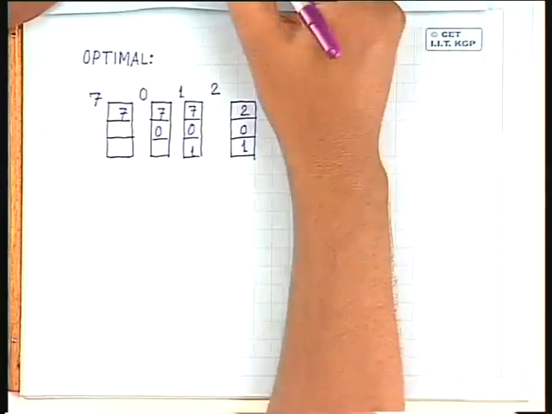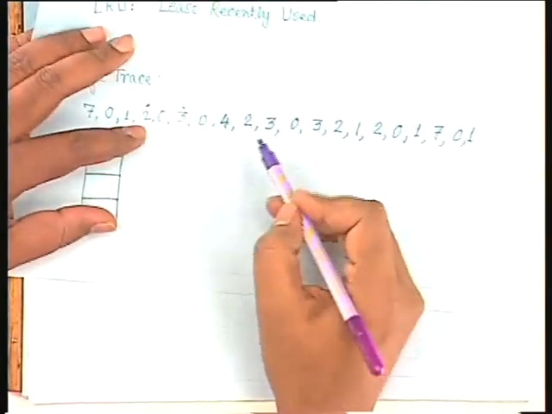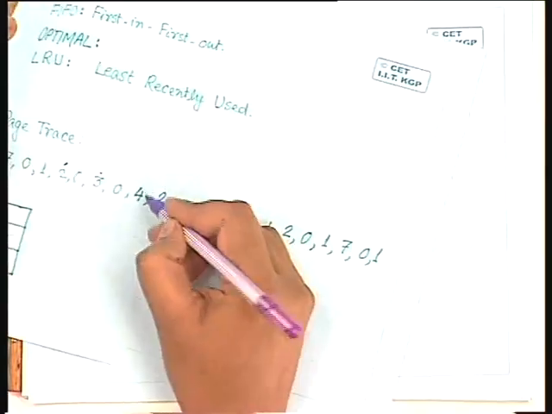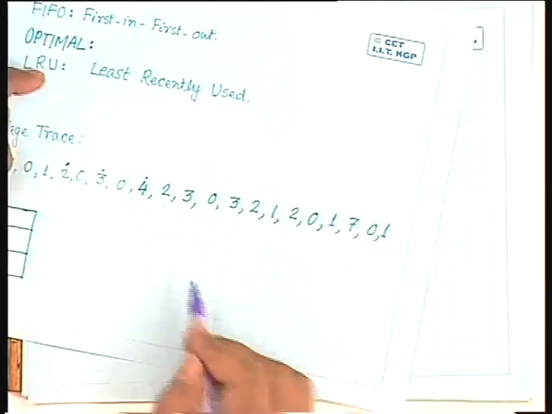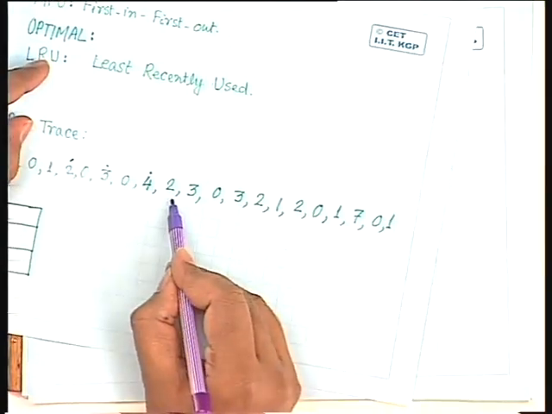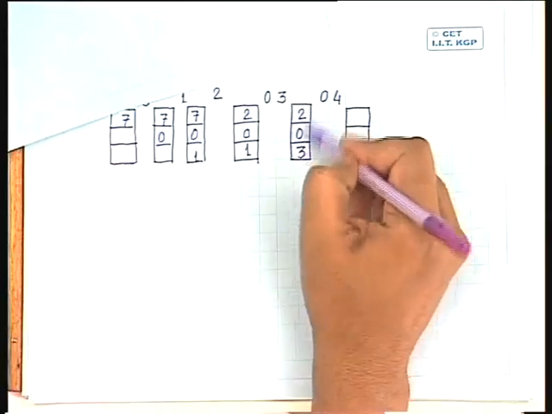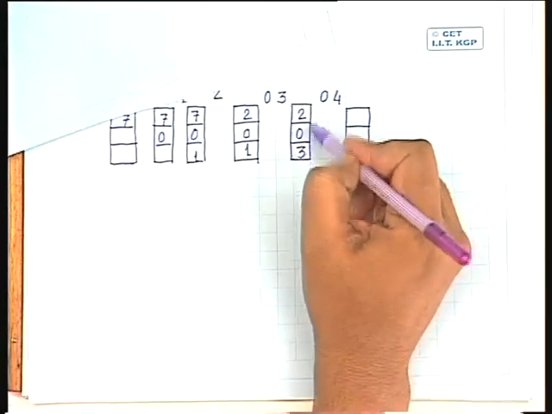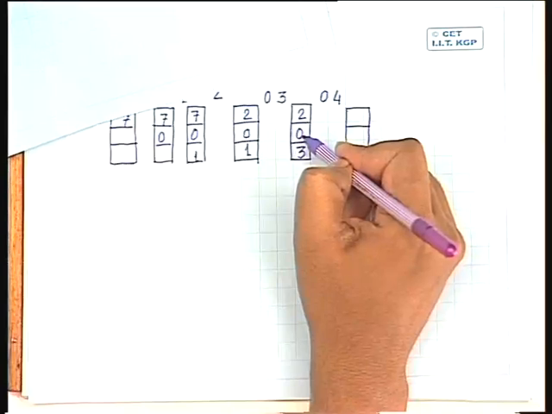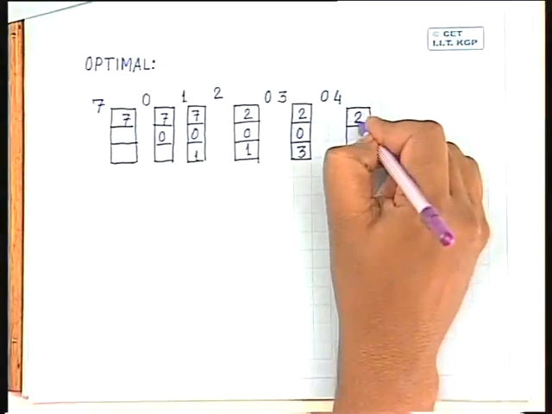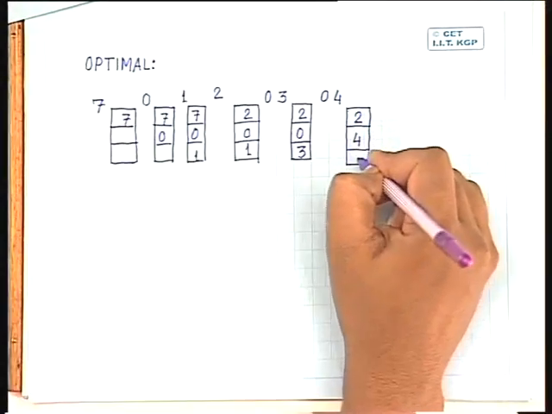Okay. You find that just after this, now we are referring page number 4, so I am at this point. The next page that is going to be referred is page number 2, then page number 3. So both 2 and 3 will be referred in near future. So out of these 3, it is page number 0 which will not be referred for longest duration. So I replace page number 0 by page number 4. So the situation is 2, 4, 3.